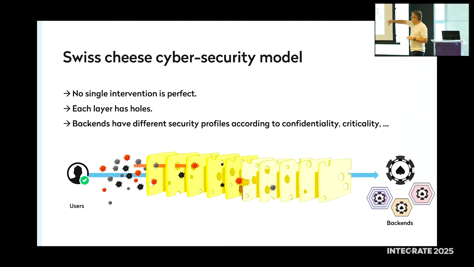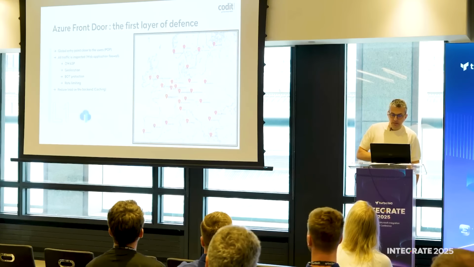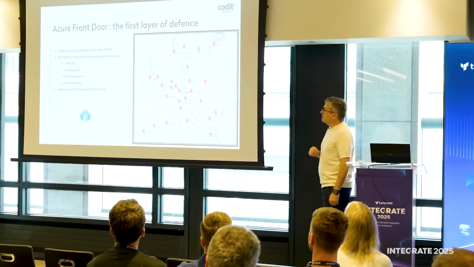And over there at the left, on the backends, we also have different security profiles according to confidentiality, criticality, and so on. So you can imagine those backends in different security areas with different network profiles and different criticalities, and you might then have a compound API in the middle that surfaces those experiences to the outside world. All right. Then let's look at those layers in the middle.